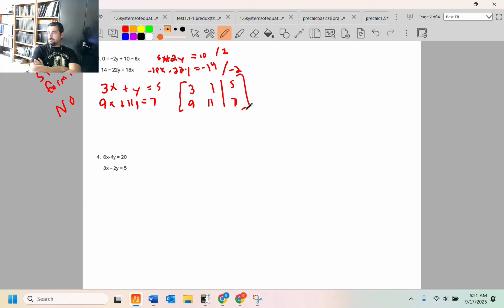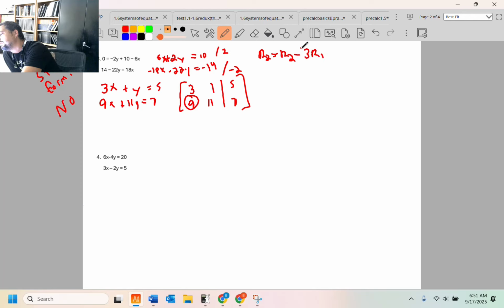It's going to be fractional, which is not what we want to do. So we might save something for the end. We'll see. Let's make this a 0. Remember your goal. Row 2 is row 2 minus 3 row 1s. So no effect on row 1 yet.